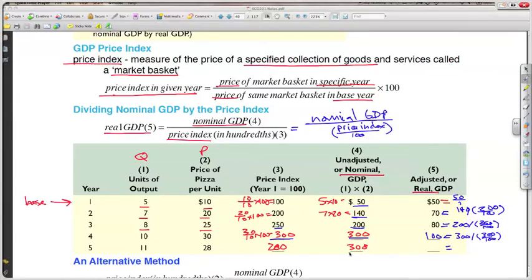And then lastly, we take our nominal 308 divided by our price index divided by 100. So it'd be 308 divided by 2.8. So that gives us 110. All you guys need to do is just remember these equations here. So remember how you get the price index, remember how you get real GDP.